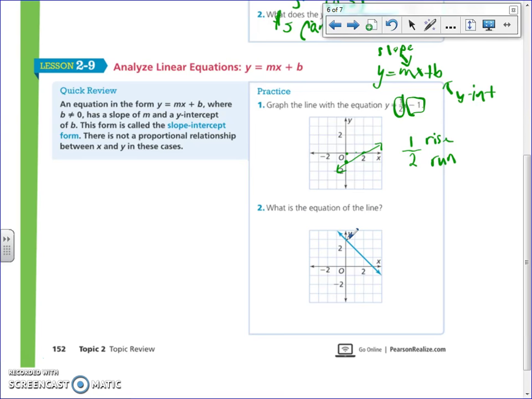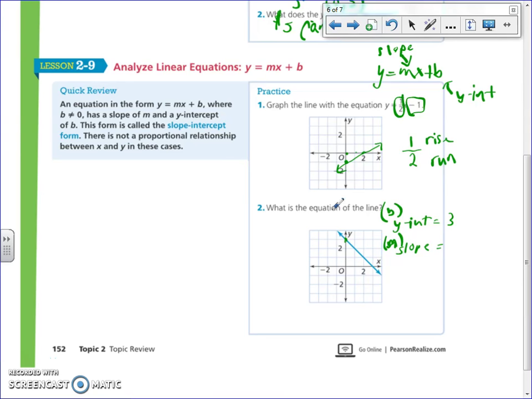I'm going to look for my y-intercept first, so I've got to identify 2 things. What's my y-intercept? What's my slope? Once I have those 2 things, I can solve. My y-intercept I'm going to represent as the b in my equation. My slope I'm going to represent as the m. In this line, it crosses the y-axis at +3. So my y-intercept is 3.